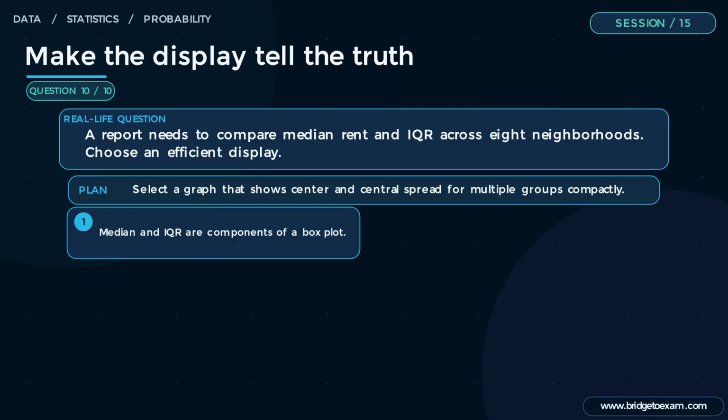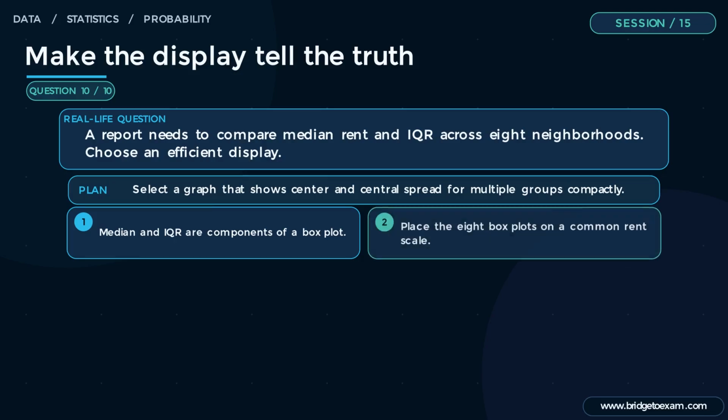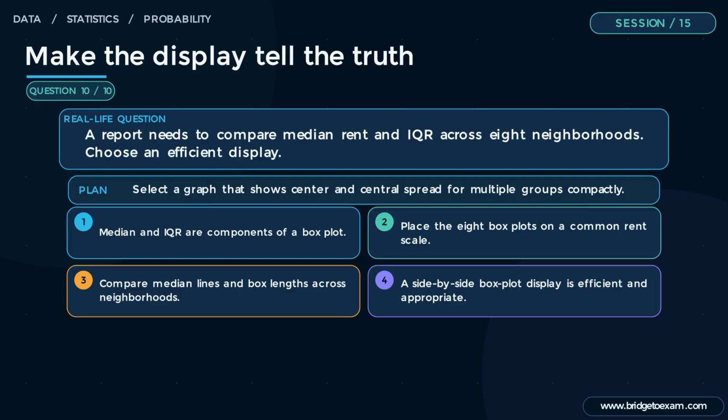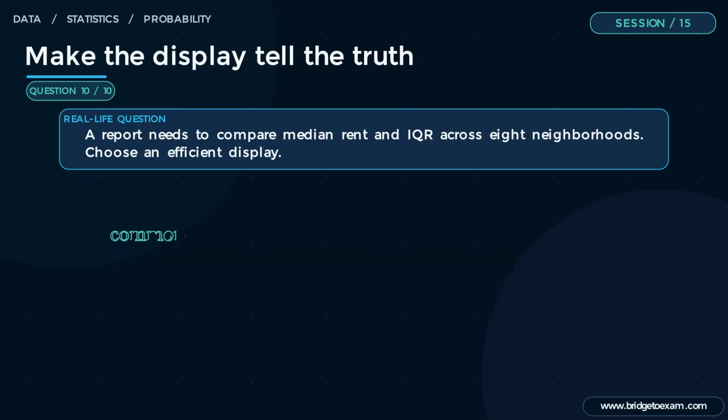Step 1. Median and IQR are components of a box plot. Step 2. Place the 8 box plots on a common rent scale. Step 3. Compare median lines and box lengths across neighborhoods. Step 4. Side-by-side box plot display is efficient and appropriate.